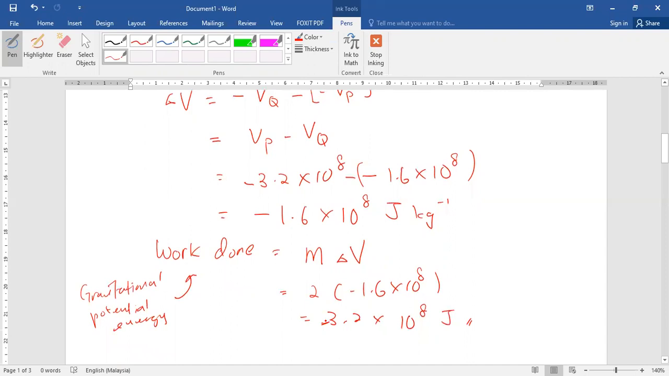If they didn't mention that, it will be 3.2 times 10 to the power of 7 joule. If they ask for the change of the gravitational potential energy, in this case you can write negative 3.2 times 10 to the power of 7 joule or 3.2 times 10 to the power of 7 joule, either will do, because they didn't ask about the direction.